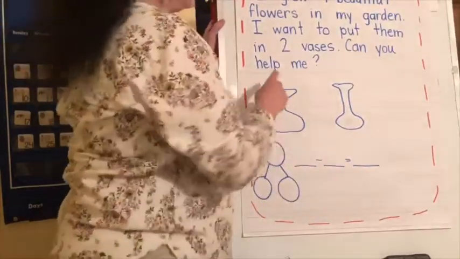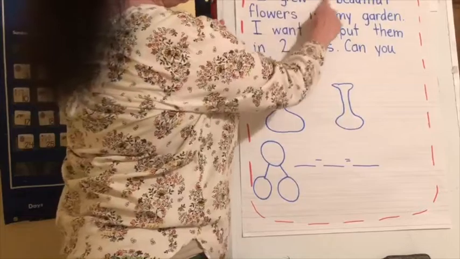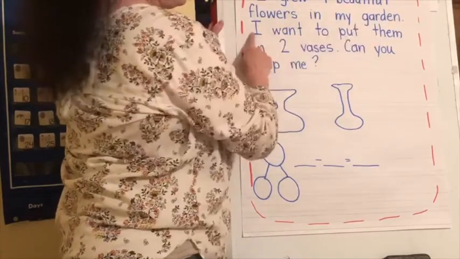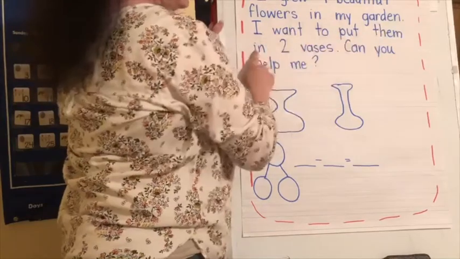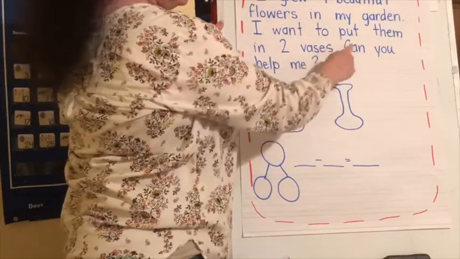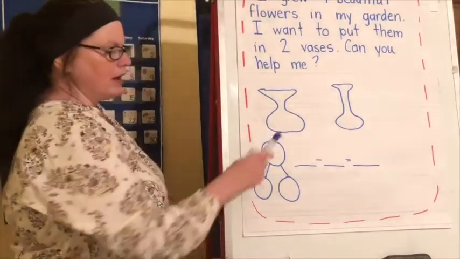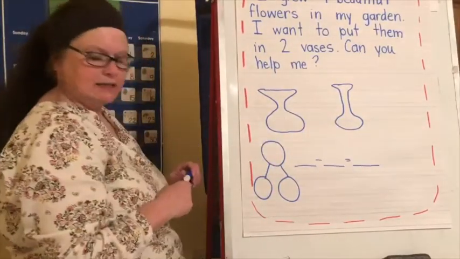I will go ahead and I'll read it for you. I grew 9 beautiful flowers in my garden. I want to put them in 2 vases. Can you help me? So, on your board, I want you to draw me 2 vases.